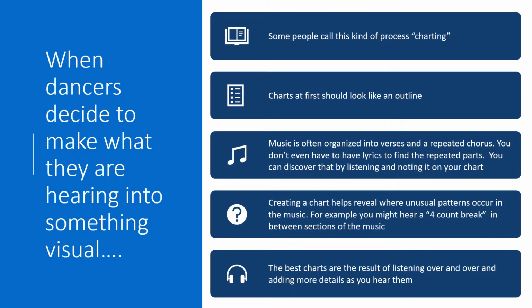When dancers decide to make what they are hearing into something visual, most of us call that charting. Charts should look like an outline. The music is often organized into verses or a repeated chorus. Even if you don't have lyrics, you hear the part that repeats, so you can help the students understand, probably by using something with words first before you go to an instrumental. I've seen people do it both ways. I think the world in which the kids now live in, they hear so much music with lyrics, that might be the best way to start. Just watch out for inappropriate lyrics.